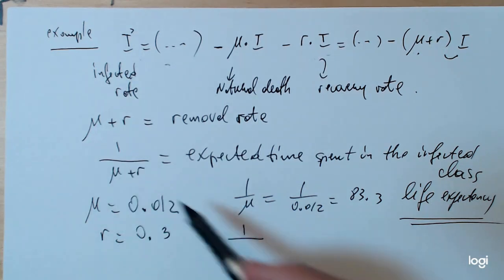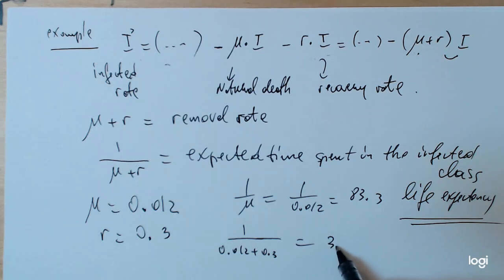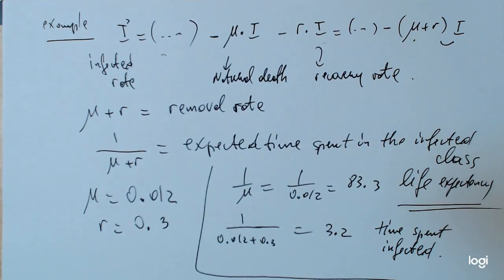The removal rate, the reciprocal of the removal rate, if I have 1 over 0.012 plus 0.3, if you do it with the calculator, this should be 3.2, much lower. So this is basically the time spent infected. So a completely different interpretation, although life expectancy plays a role, obviously, because it's part of the removal rate. And obviously, you'd expect it to be much shorter than the life expectancy overall.